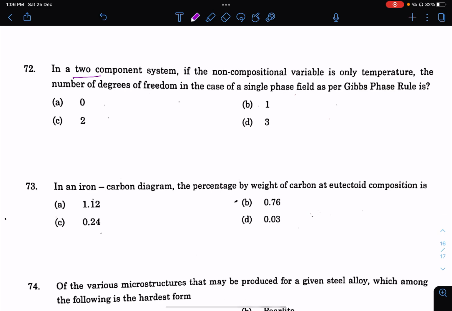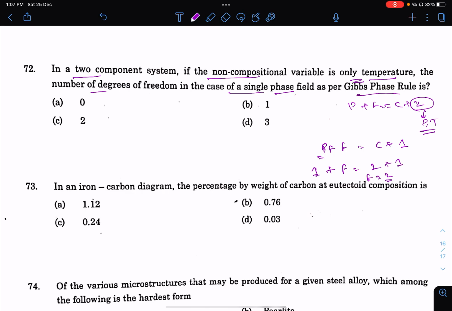In a two-component system, if the non-compositional variable is only temperature, what is the number of degrees of freedom in the case of a single phase field as per the Gibbs phase rule? We know P plus F is equal to C plus 2. But this 2 is used when we have two variables, that is pressure and temperature. Now only one variable is given, so P plus F is equal to C plus 1. The number of phases is 1 because it is a single phase. Degree of freedom F, it is a two component system, so 2 plus 1. So the degree of freedom is 2.